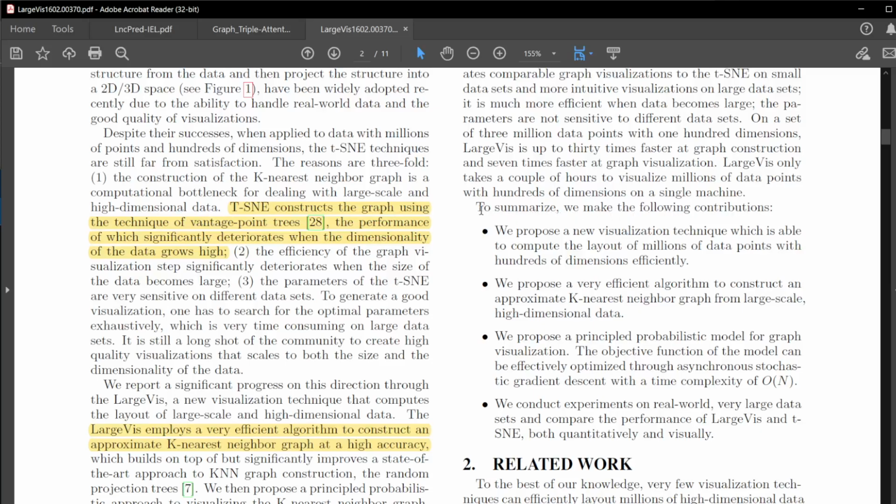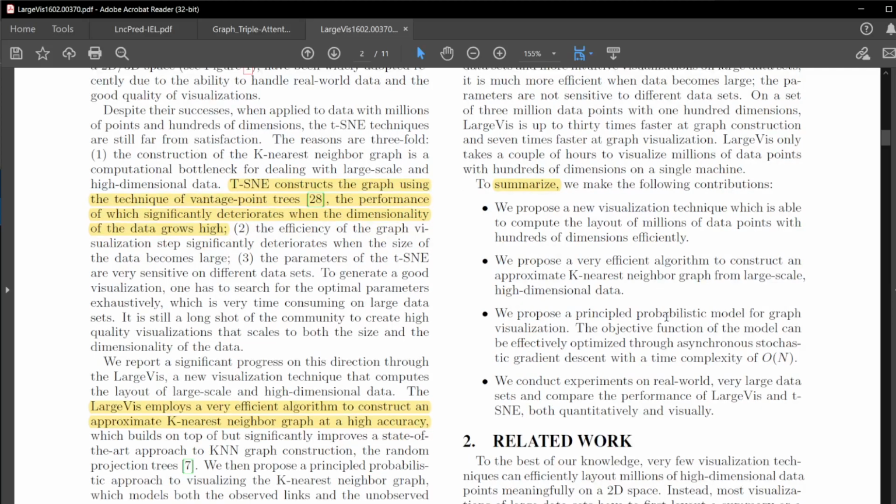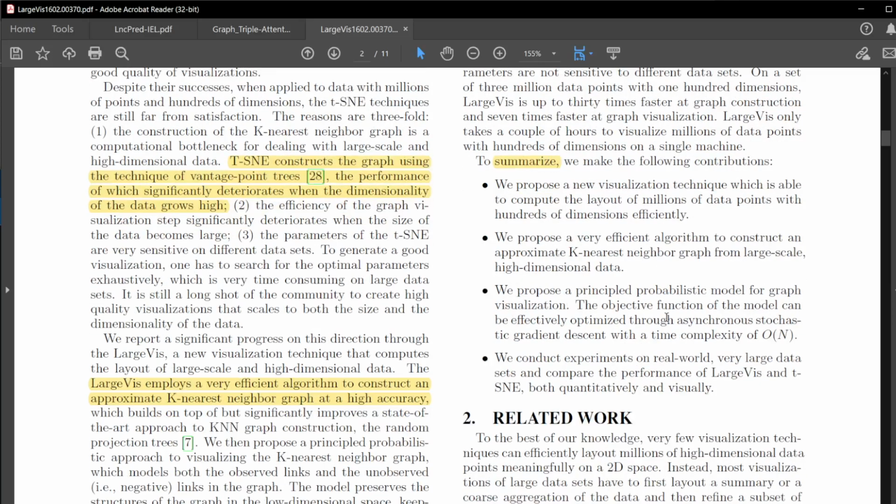We propose a new visualization technique which is able to compute the layout of millions of data points with hundreds of dimensions efficiently. We propose a very efficient algorithm to construct an approximate k-nearest neighbor graph from large-scale, high-dimensional data. We propose a principled probabilistic model for graph visualization. The objective function of the model can be effectively optimized through asynchronous stochastic gradient descent with a time complexity of O(n). We conduct experiments on real-world, very large data sets and compare the performance of LargeVis and t-SNE, both quantitatively and visually. 2. Related work.